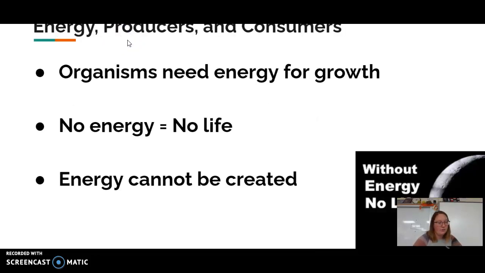Organisms need energy for growth. Where there's no energy, there's no life. And energy cannot just be created. It's not just out of thin air. So we ask, well, where does energy come from?